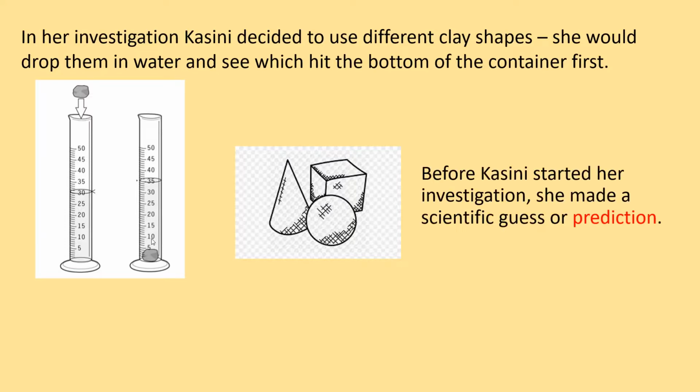We took it before. So before Cassini started her investigation, she made a scientific guess, or prediction. She predicted which shape would reach the bottom. And let's see, from these 3 different shapes, which one will hit the bottom first. Let's predict, and I'm waiting for your answer in the Google Classroom. We will continue later. Thank you so much.